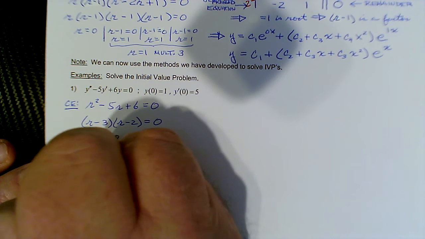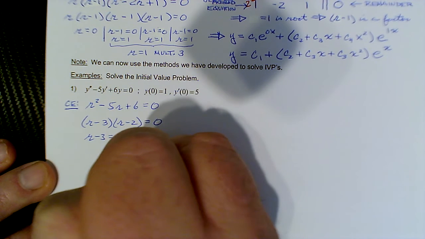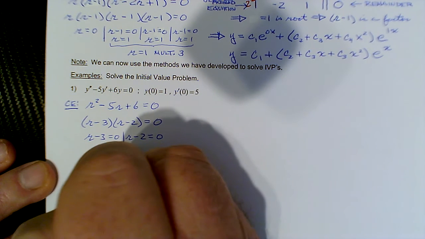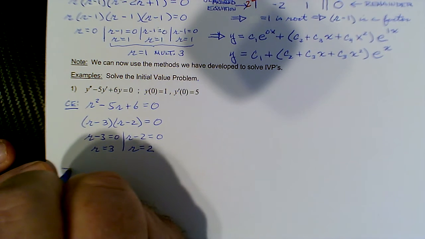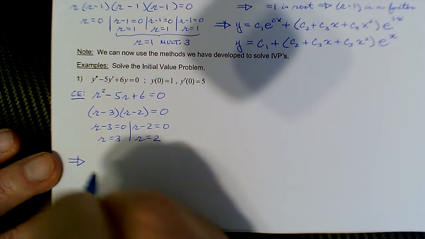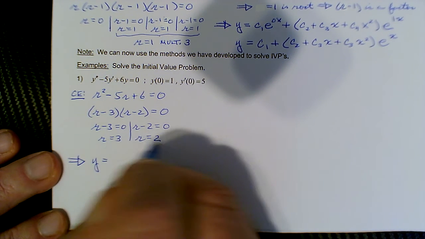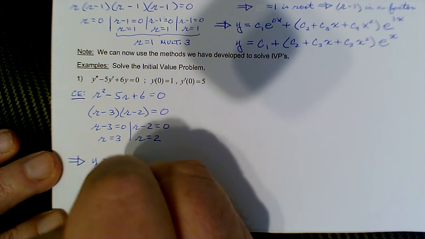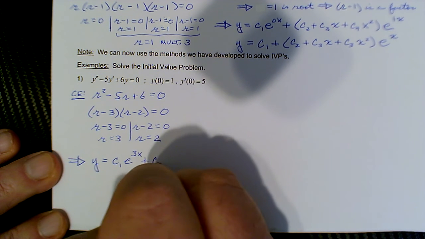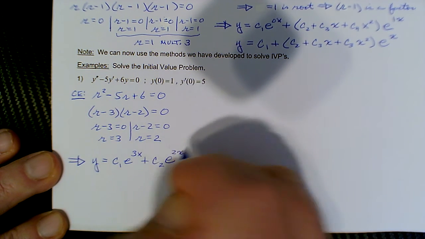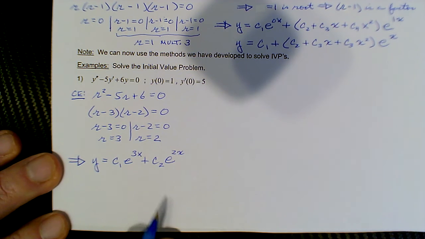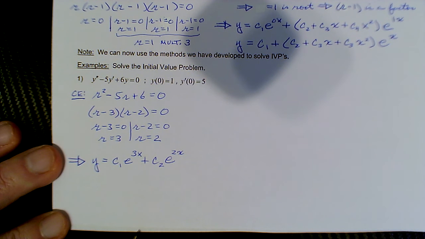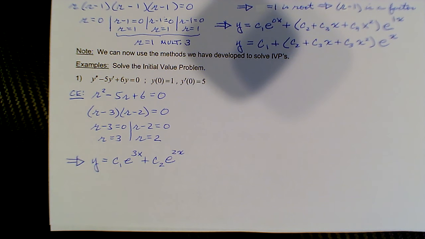Set each factor to 0. So we get r equals 3 and r equals 2. And so then a general solution is of the form y equaling, okay, they're real distinct roots, so c1 e to the 3x plus c2 e to the 2x. And again, if you had these reversed, and you said c1 e to the 2x plus c2 e to the 3x, the mathematics will work itself out, so no need to worry.